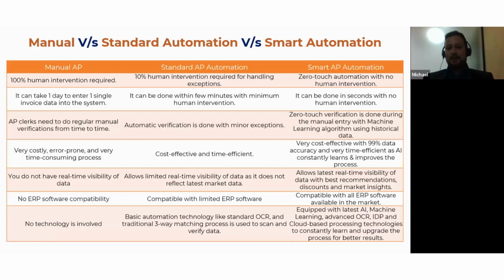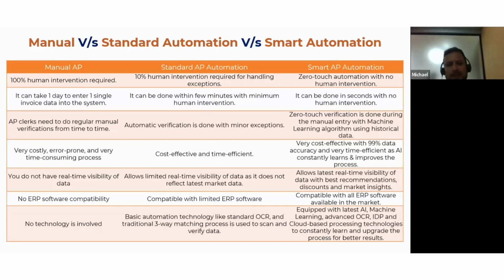With the standard AP automation, there are still a couple of components that require human intervention, right? 90% is automated, yet 10% does require that human touch. With smart automation, however, it is a one-time setup, and then post that it is zero touch. There is no human intervention required. It is completely run by a smart system.